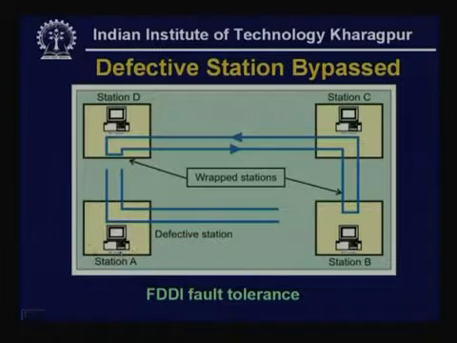Similarly, if there is a station failure, the defective station can also be wrapped up, and by wrapping up, those 2 separate rings, the secondary now becomes part of the active network. As you can see, a ring is formed in this manner, and these 3 stations can communicate with each other by using the token ring protocol, the token passing protocol, and the defective station is bypassed. So, you see, it has built-in reliability with the help of this dual counter rotating ring.